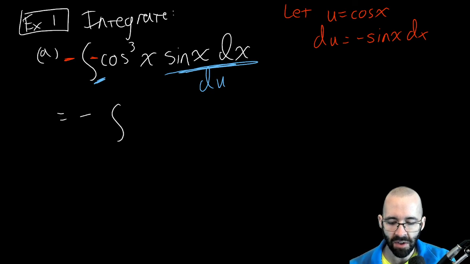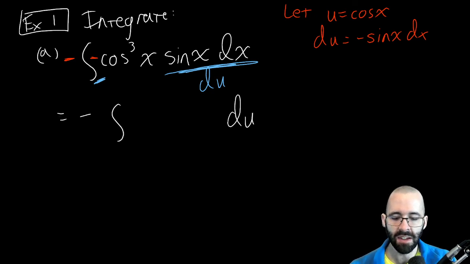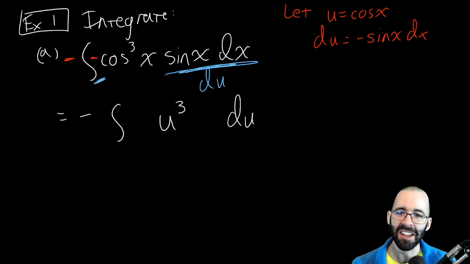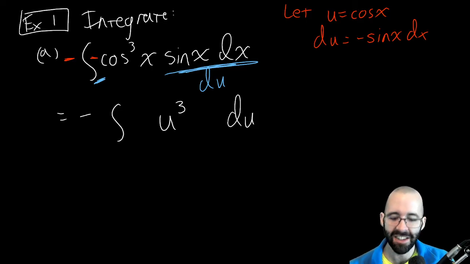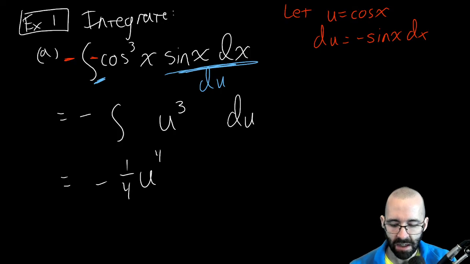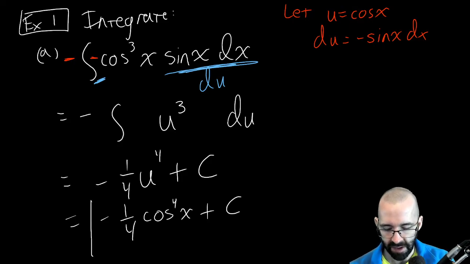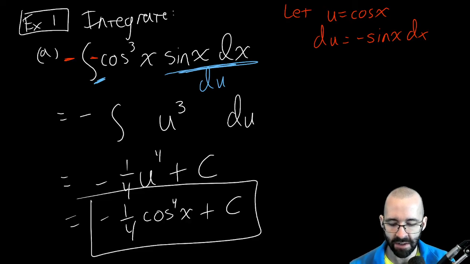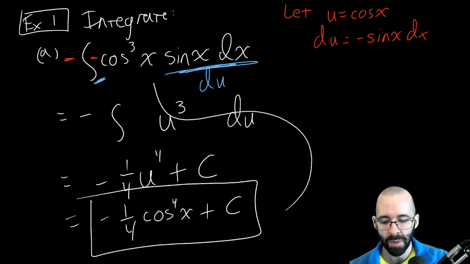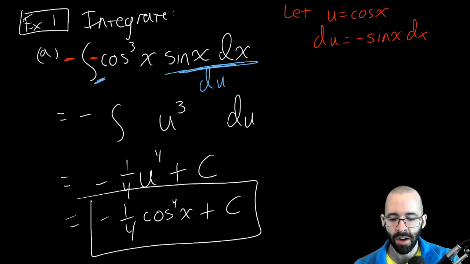So that gives us negative integral. The blue stuff is du. What's left? Cosine cubed, and cosine cubed is u cubed. I have a lot of space here. But now this integral is no problem. Just use the power rule: add an exponent, divide by that exponent, plus c. And what is u? U is cosine. That's our final answer. We can check our final answer by taking the derivative and hoping that we get our original integrand.